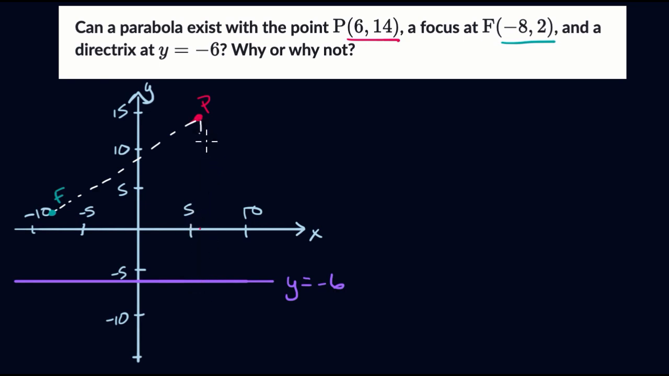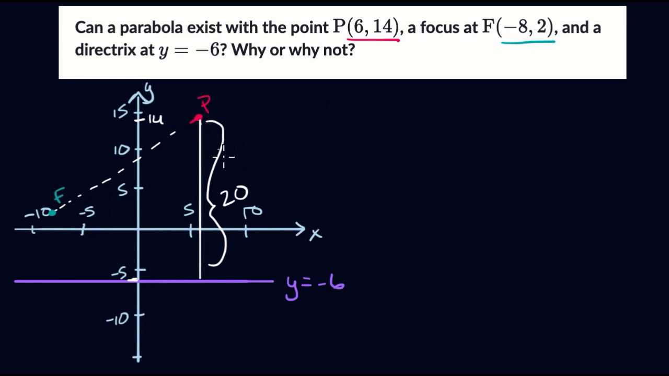So let's figure out each of these. I could just do this one by going straight down. This vertical distance is pretty easy to figure out because P is at (6, 14), that's at y equals 14. The directrix is at y equals -6. So 14 plus 6, this distance over here is 20.